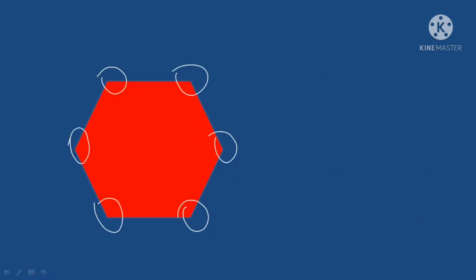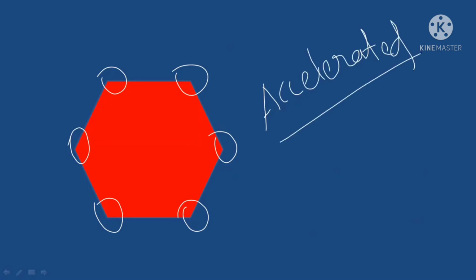Similarly for hexagonal, do you know what is hexagonal? That means a polygon having 6 faces or 6 corners is nothing but hexagonal. So whenever a body is traveling in a hexagonal path, we say the motion is accelerated motion. Accelerated in the sense velocity is changing, so acceleration exists. As acceleration is present, we say accelerated motion.